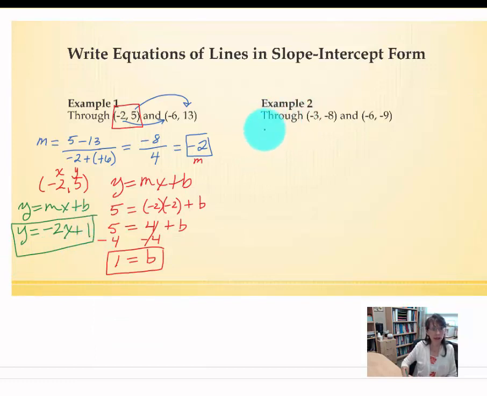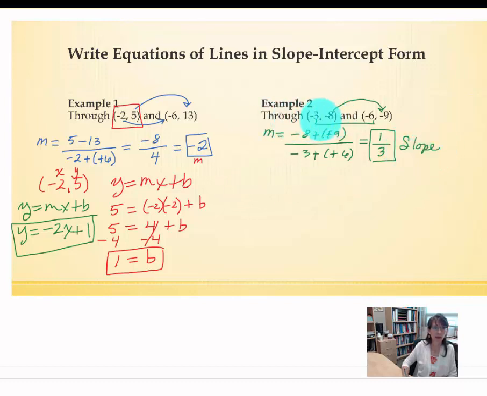In example 2, again, we need to start by finding the slope of the line. So we'll take the y values, -8 minus -9, divided by the change in the x values, -3 minus -6. So our slope is going to become, let's see, 1 divided by 3. So we have a slope of 1/3.